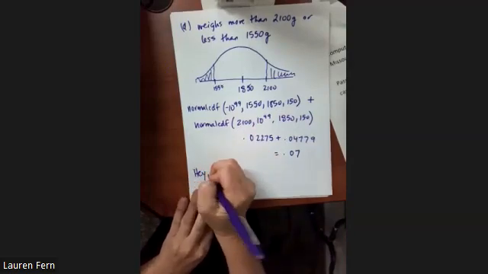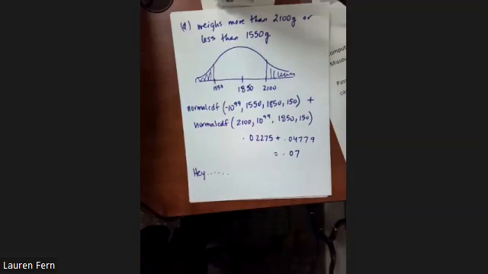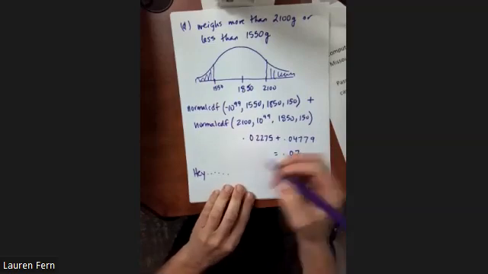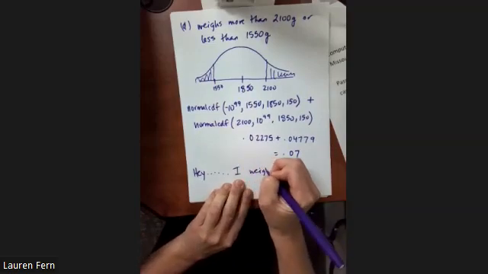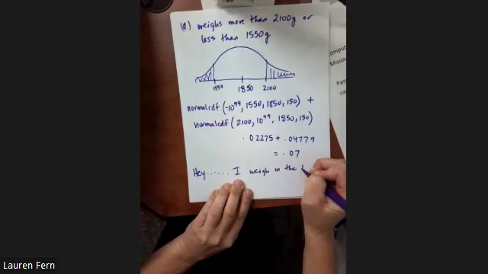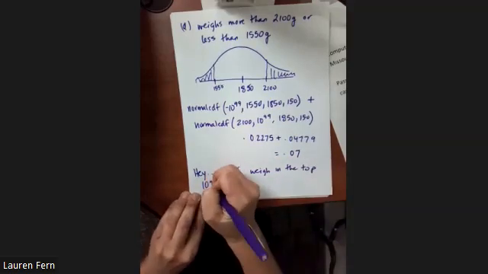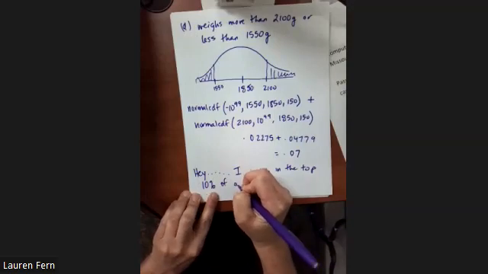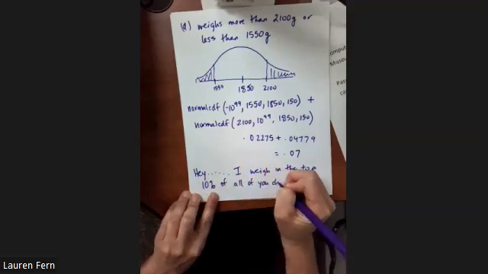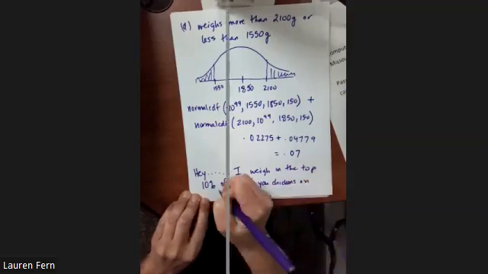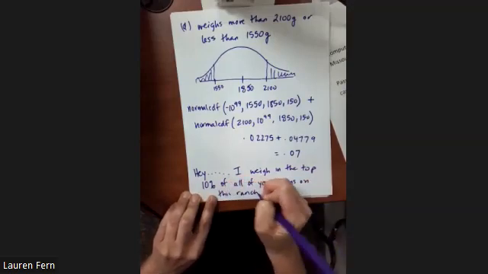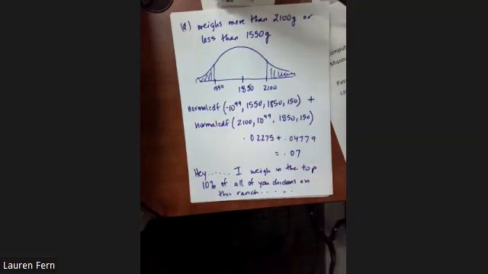So what if there's this really, really loud, rambunctious chicken on the ranch? And she's like, hey, I weigh in the top 10% of all of you chickens on this ranch. Now, she shouldn't be bragging because that probably means she's going to be one of the first ones killed, right? I know that's not very funny, but anyway.